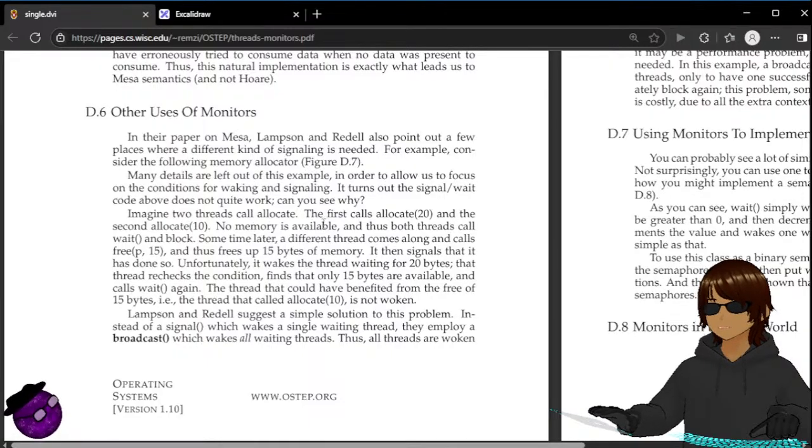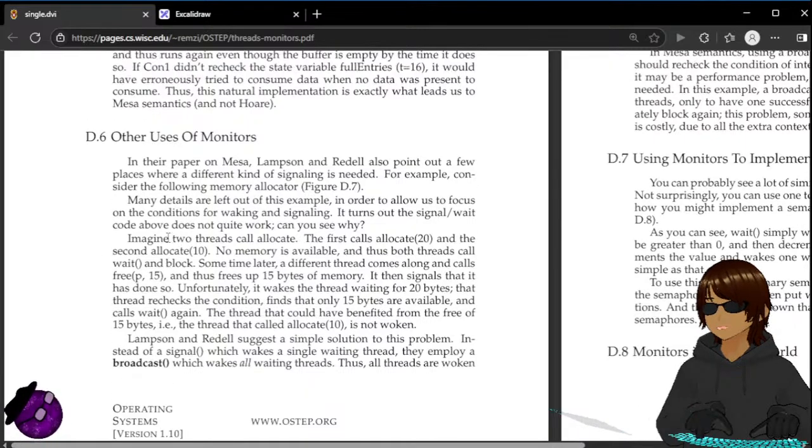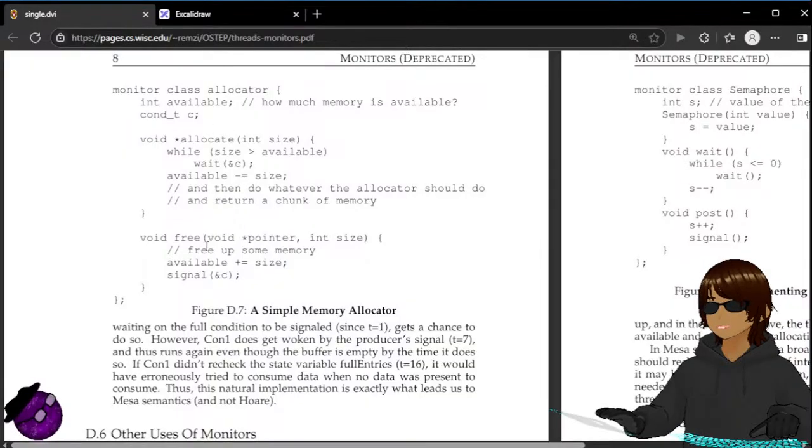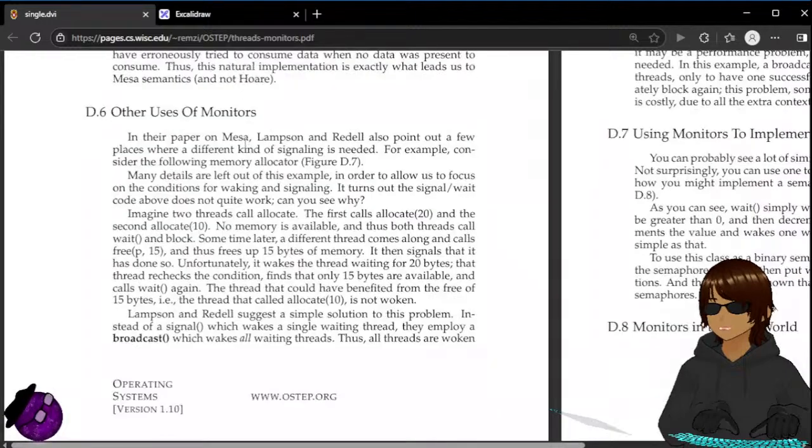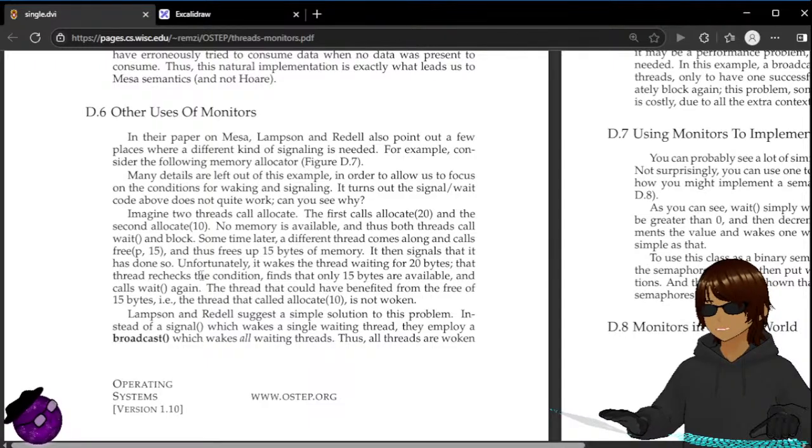What do you mean no memory is available? What did we set the size to? Okay, let's say some other allocator used up all the memory and now there is no memory available. So then we wait. Sometime later, a different thread comes along and calls free and thus frees up 15 bytes of memory. Then it signals that it has done so. Unfortunately, this wakes up the thread waiting for 20 bytes, which rechecks the condition, finds that only 15 bytes are available, and then calls wait again.